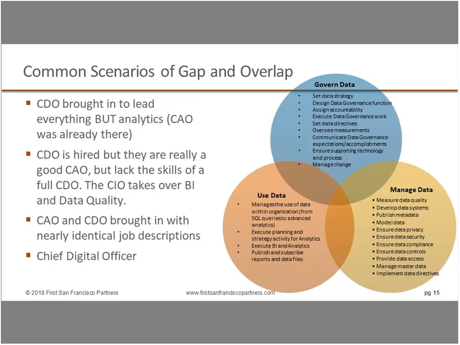Okay, next slide. So here's some scenarios. We've kind of been hitting some scenarios already. A CDO is brought in to lead everything but analytics because the CAO was already there. Now, when that happens, you probably already have some data management, some data governance going on. You want a smooth handoff of those functions back to the chief data officer. Hopefully, the chief analytics officer won't mind that kind of activity, and hopefully the CAO finds it not too terribly disruptive.